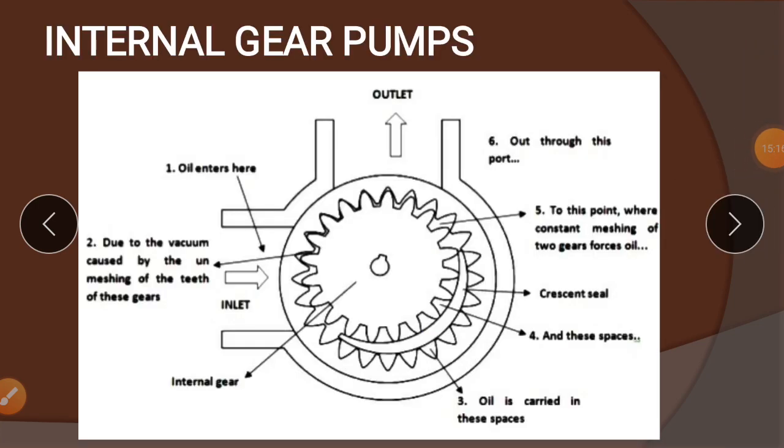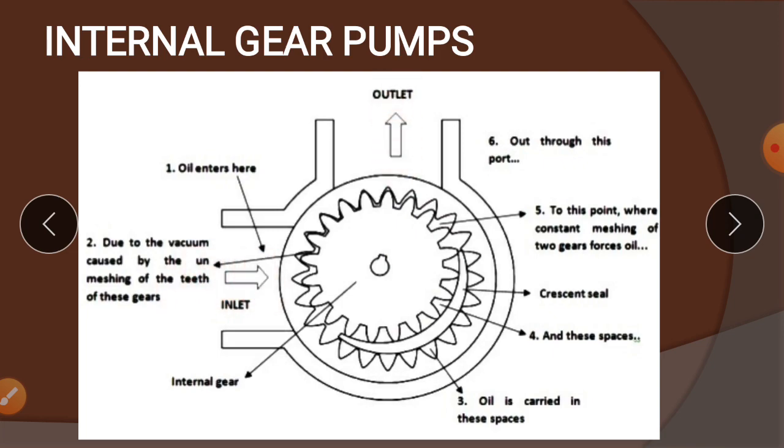Okay, next is the internal gear pump. This is the second type of gear pump. This is the diagram of the internal gear pump. You can see the internal gear pump's construction here. This is the inlet, this is the outlet.